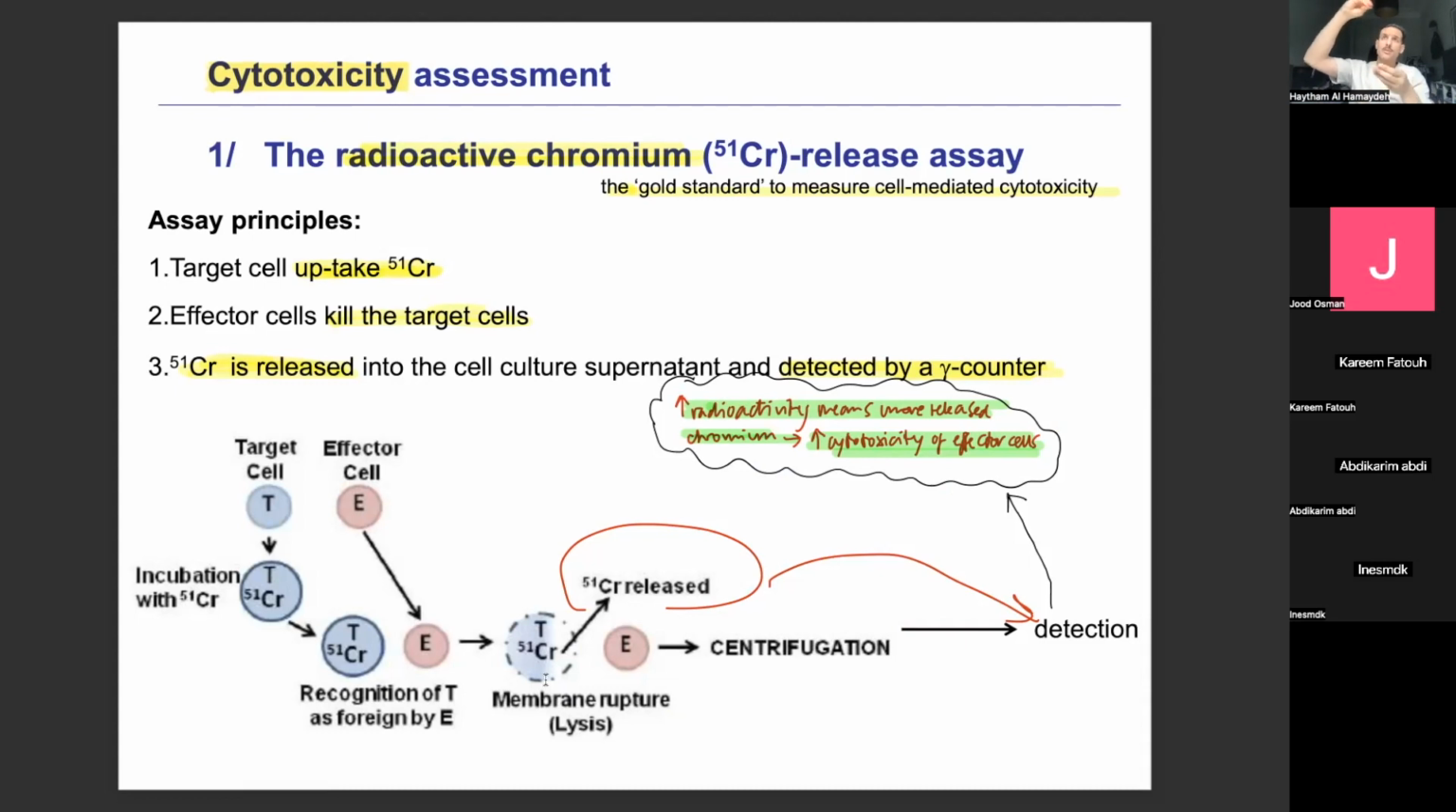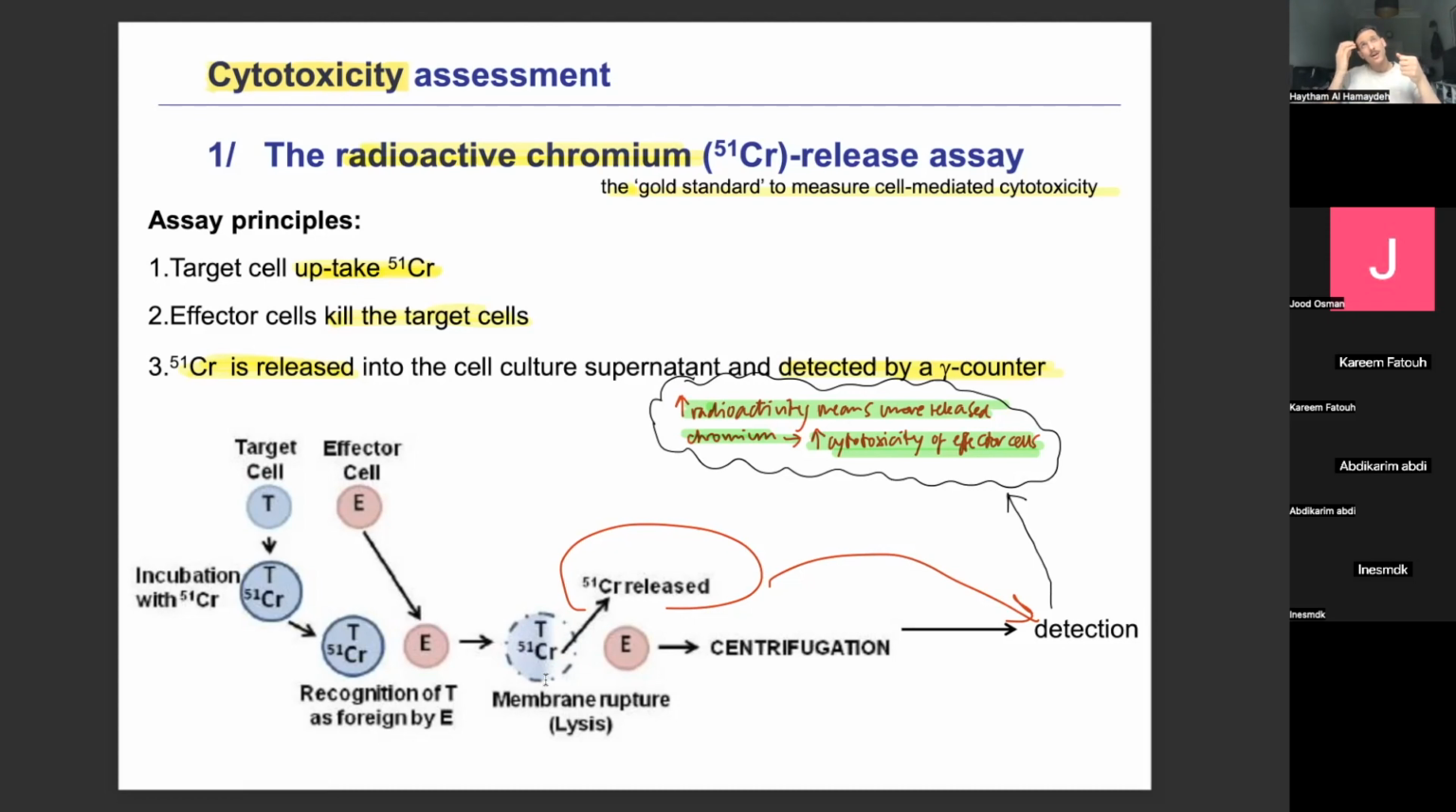The radioactive substance goes inside the bacteria. Okay? Now, we expose the bacteria containing the radioactive substance, such as chromium in this case, to the cytotoxic T cell. So the cytotoxic T cell will start acting and kill the bacteria, yes? Break it down. We measure before this happens, there's no radioactivity, zero. After the bacteria is broken down, there is radioactivity. Hence, cytotoxicity is good.